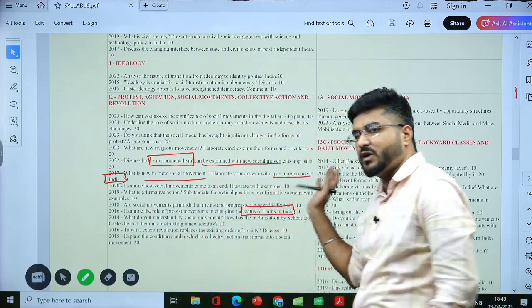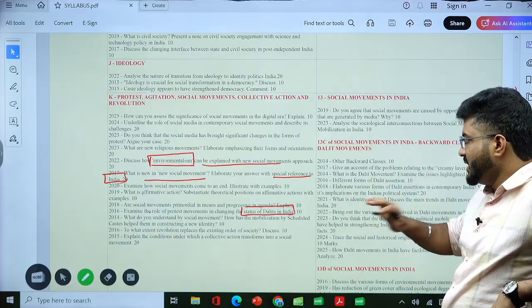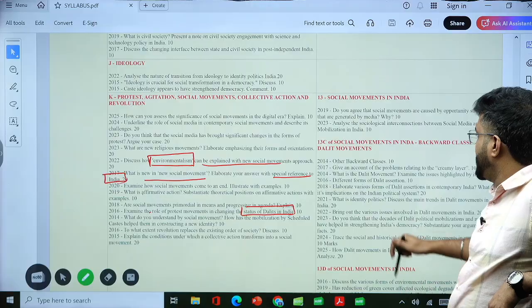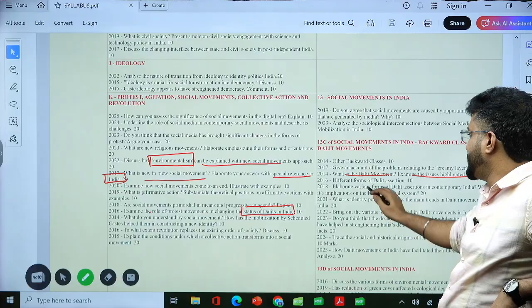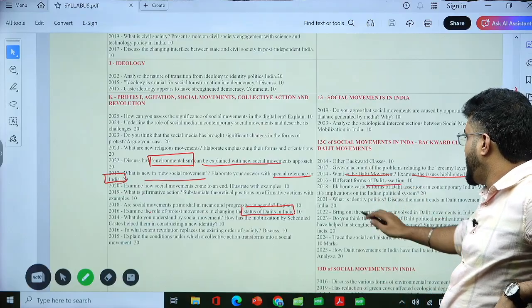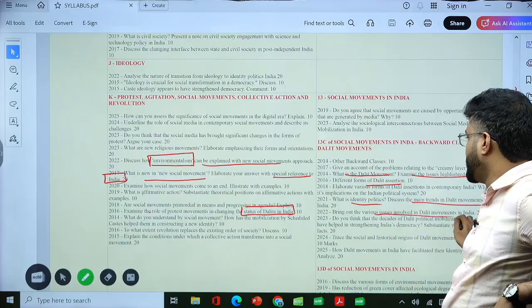But this is part of paper 2, Dalit movements, backward class movements and Dalit movements. Then look at the questions of these. What is Dalit movement? Examine the issues highlighted by it. Different forms of Dalit assertion. Identity politics, main trends in Dalit movements. Issues involved in Dalit movements.